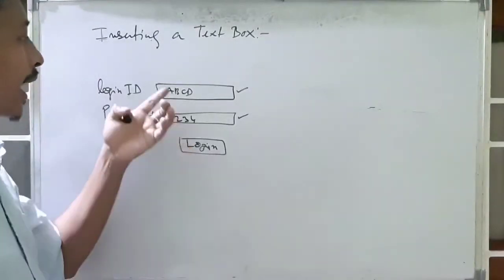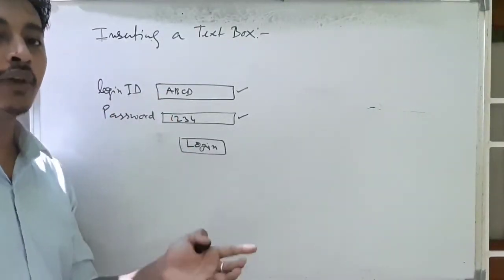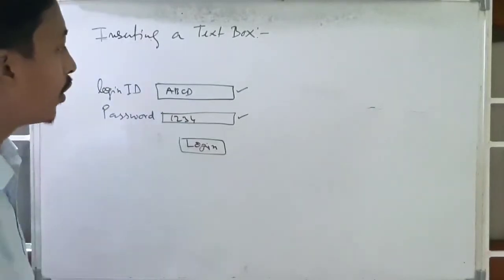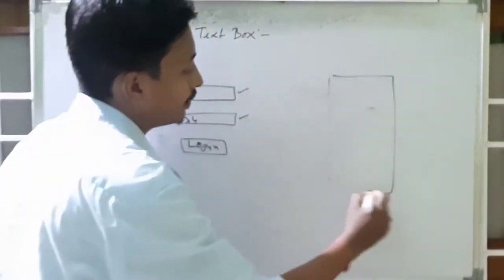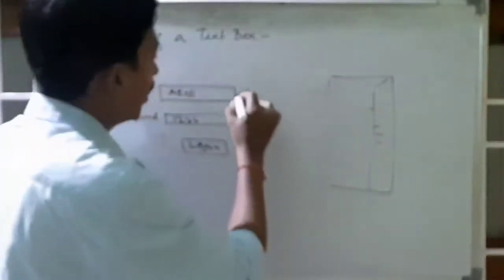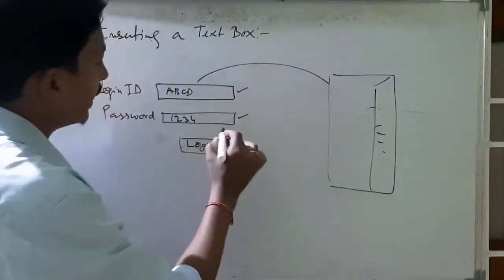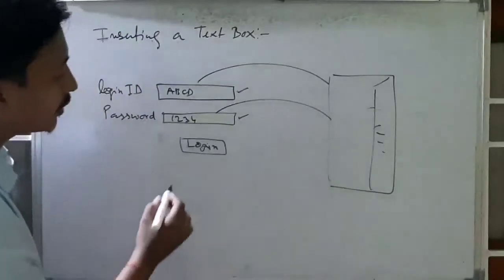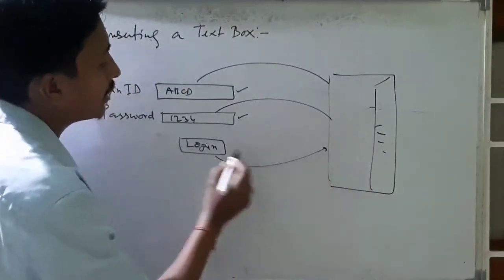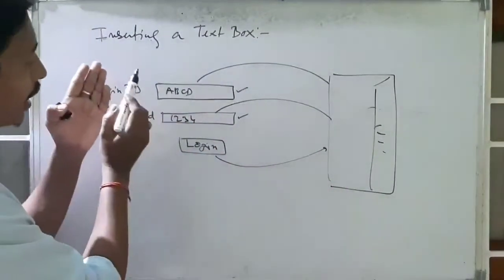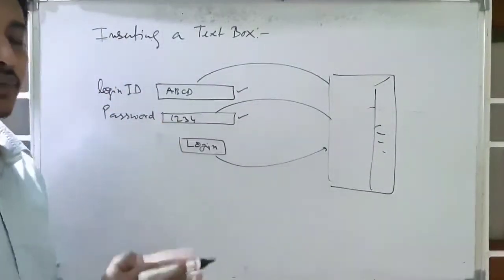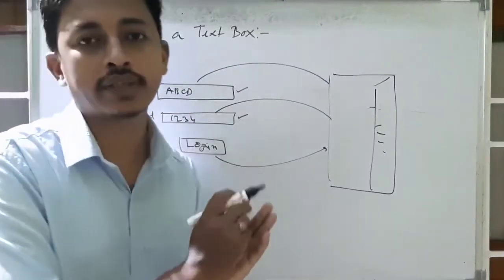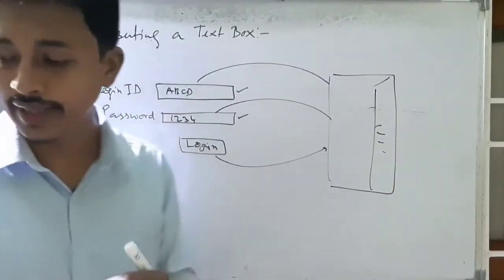In the server, if the ID and password exist, then they will open your timeline. So with the help of this text box, the information goes to the server. Okay, but actually the user interaction with the ID and password is through the text box. Okay, whatever you will write, this is the text box actually. So this is called text box.